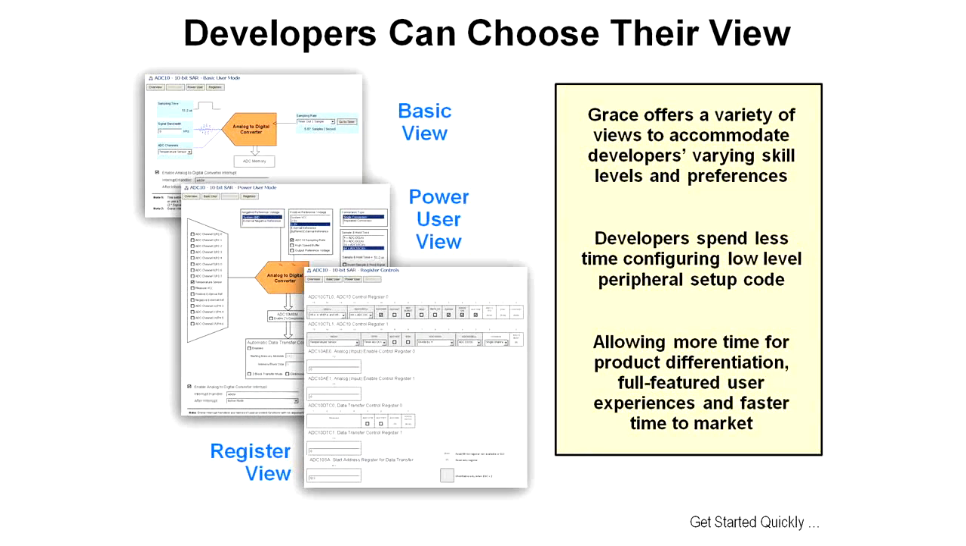So you as the developer get to choose the view of the peripheral that's most comfortable and most useful for you. It offers a variety of views, so it accommodates your skill level and preferences so that you spend less time configuring the low-level peripheral setup code and more time on the product differentiation that's going to matter to your customer. If you take a look in the upper left, you'll see the basic view.